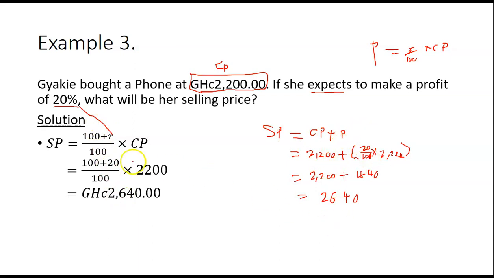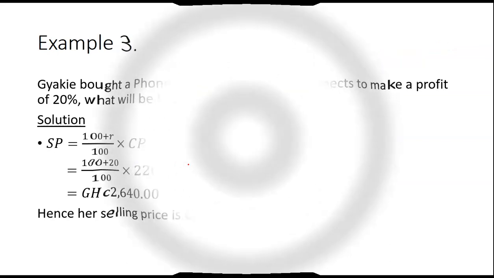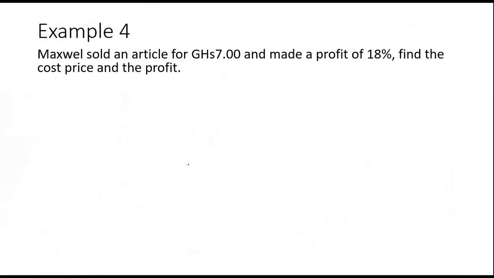Okay, but you can use this or this. Any one of them. But make sure you use it rightly. If you think this formula will confuse you, just use this. And make sure you know that profit is the rate of profit times the cost price. You should know that one as well. Are you following? So you can use either of them. I hope you are clear. So hence the selling price is 2,240 Ghana cedis.